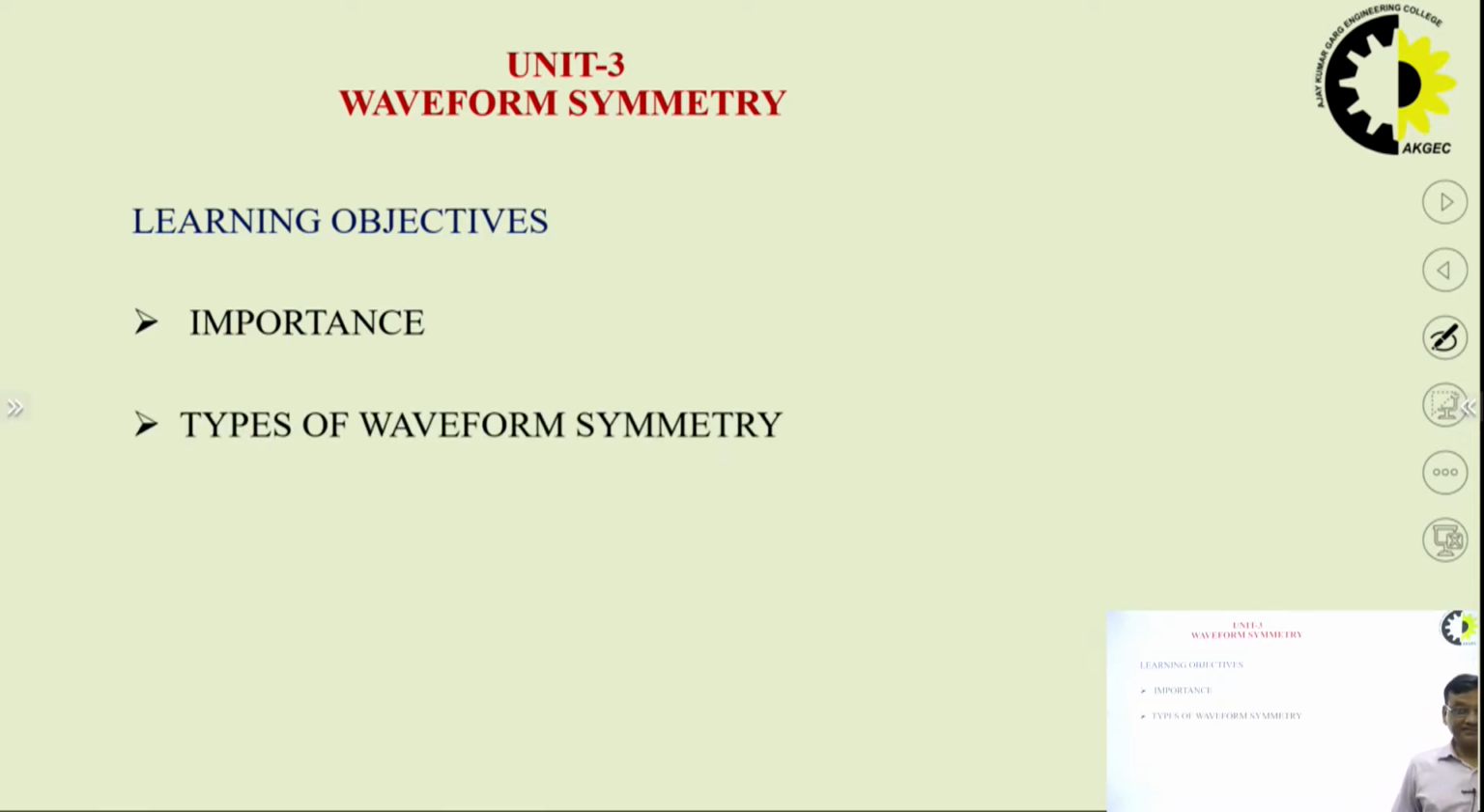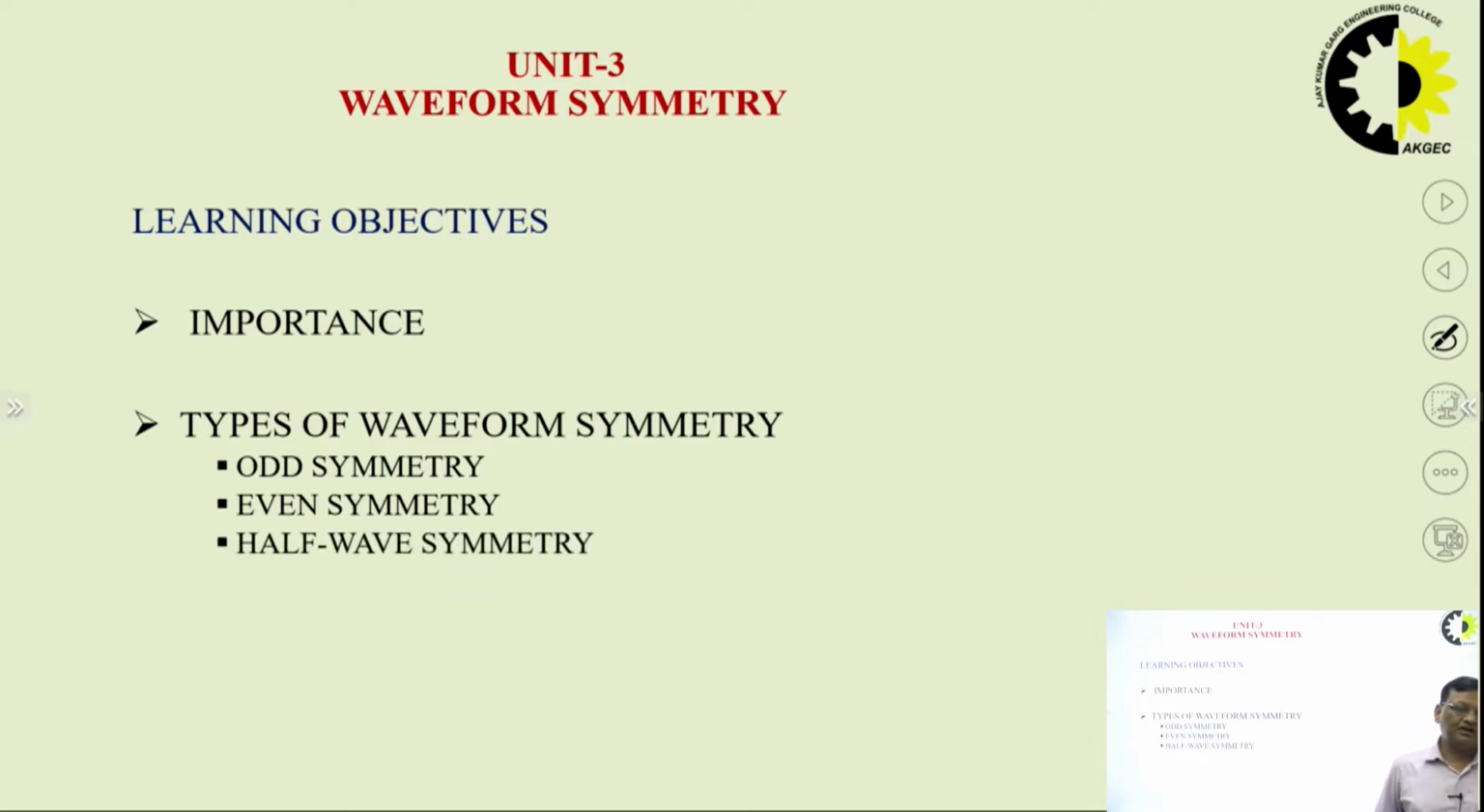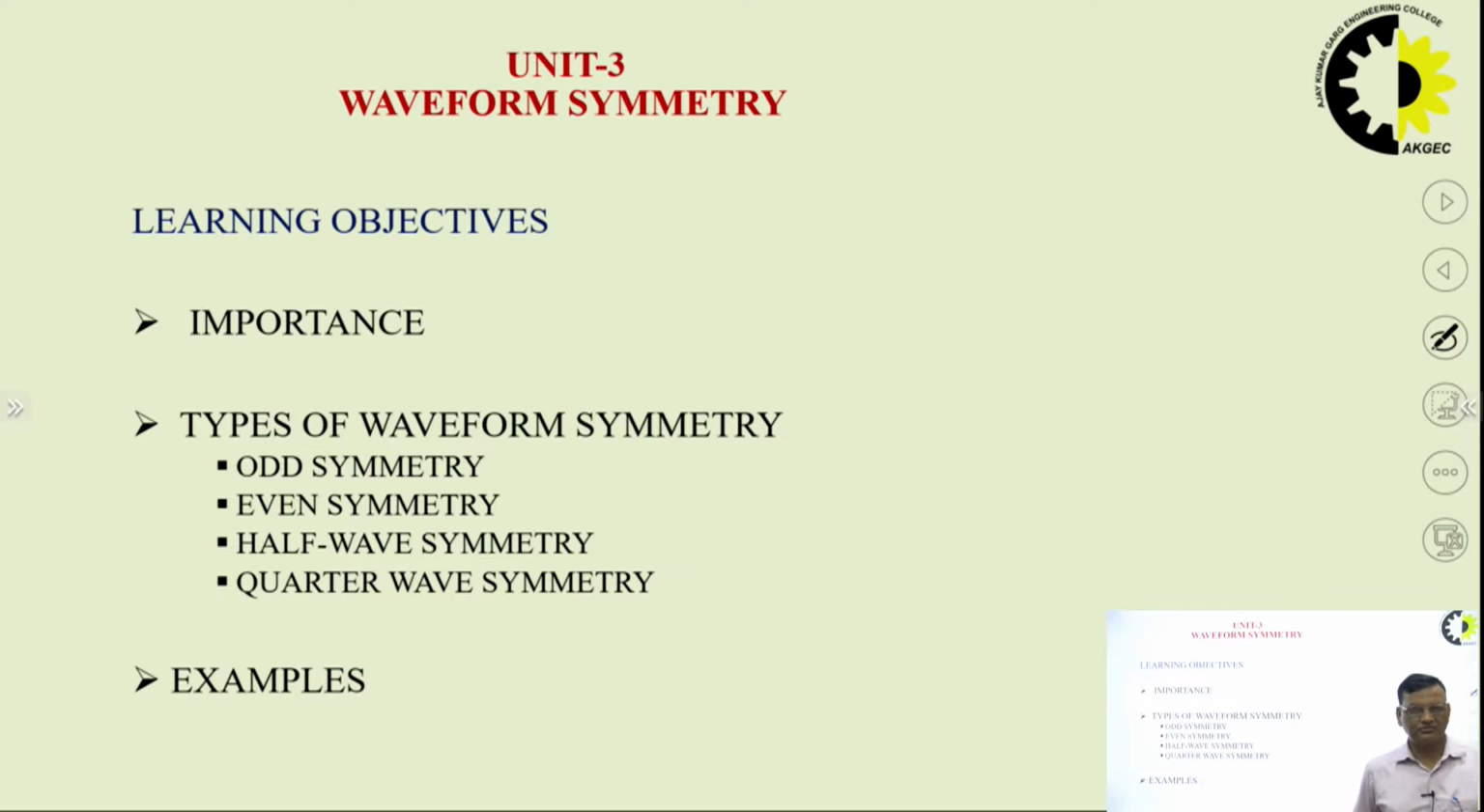Then we will discuss in detail the different types of waveform symmetry, and they are odd symmetry, even symmetry, half wave symmetry and quarter wave symmetry. So, there are 4 types of waveform symmetry that we will discuss in detail, and then in the last we take examples to identify the waveform symmetry in a given function or signal.